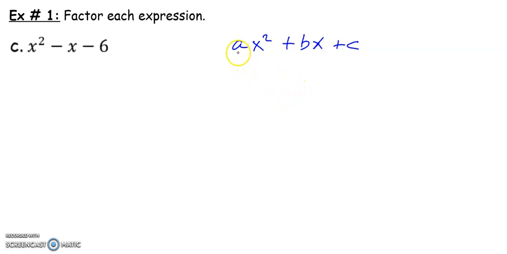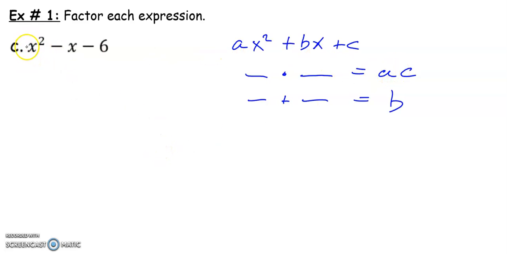So what we are going to do is take the number in front, a, and multiply it by c. And I'm going to ask myself, what two numbers multiply to give me the product ac, and when I add those two values together, we get b. That's what we're going to do. When I give you three terms and it's a quadratic, this is how it gets factored.